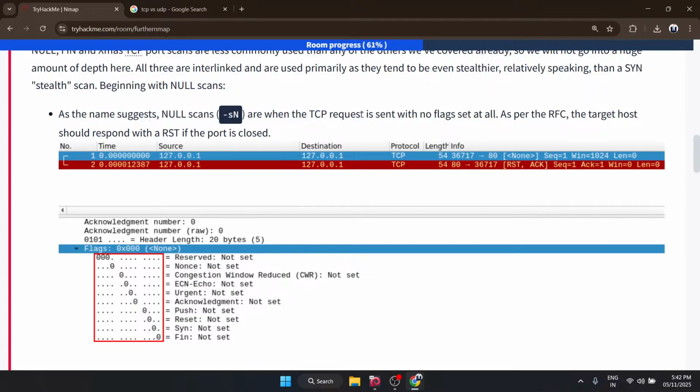It is sent when the TCP request is sent with no flag set at all. As per the RFC, the target host should respond with a reset if the port is closed. So there is no flag set in the null scan. There is no SYN flag, no acknowledgement flag. This is just null, no flag, but it is a packet. And it should respond with a reset if the port is closed.